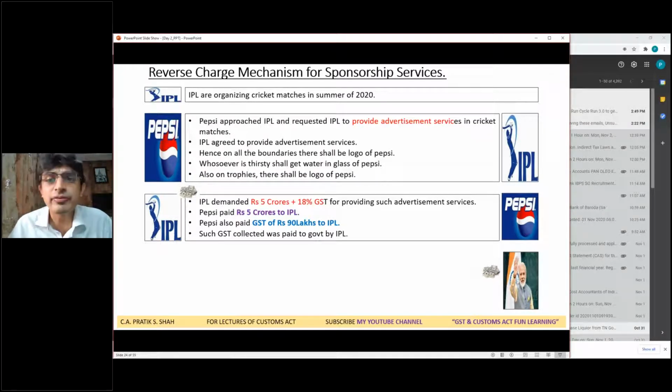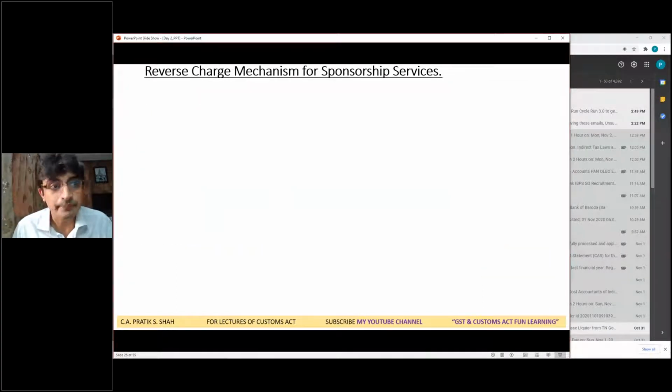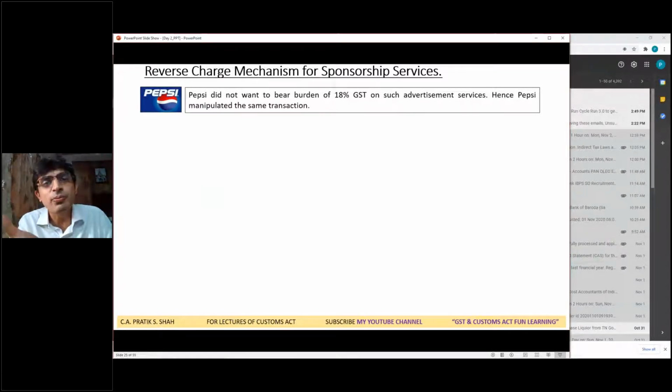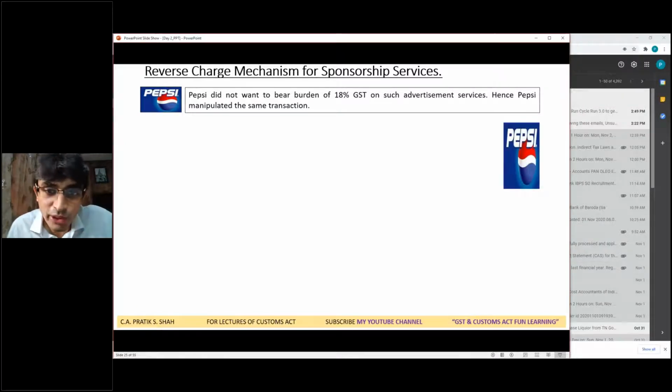Under forward charge, no reverse charge so far. Clear? IPL collected GST and paid it to the government. Now comes the main point. Now Pepsi thought, why bear this burden of GST? 90 lakh rupees unnecessarily going to waste. Pepsi manipulated the same transaction.